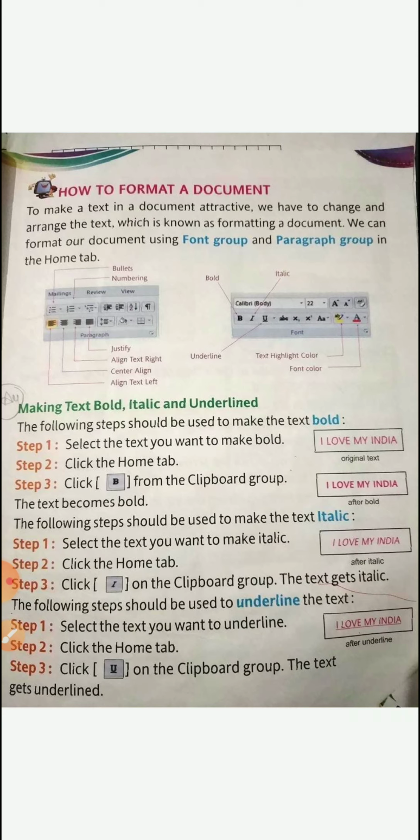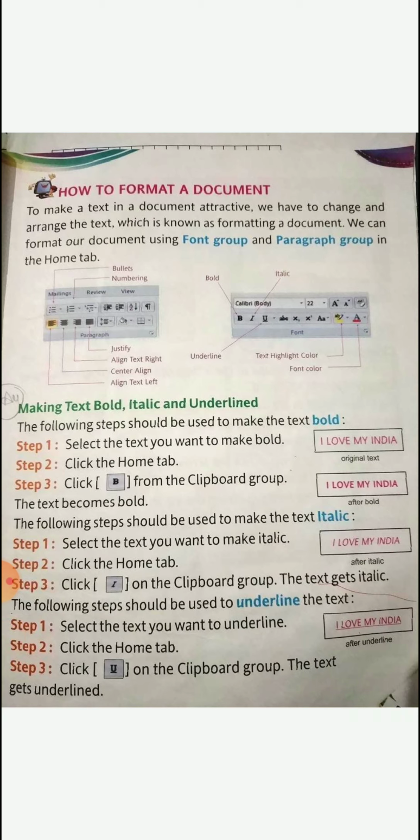To make a text in a document attractive, we have to change and arrange the text, which is known as formatting a document. Like I will give you an example. Whenever you are writing your work in your notebook, you are using different fonts, you are using different handwritings to make it attractive. In the same way, the computer is also doing the same, and that is called formatting. Okay. So we can format our document using font group and paragraph group in the home tab.